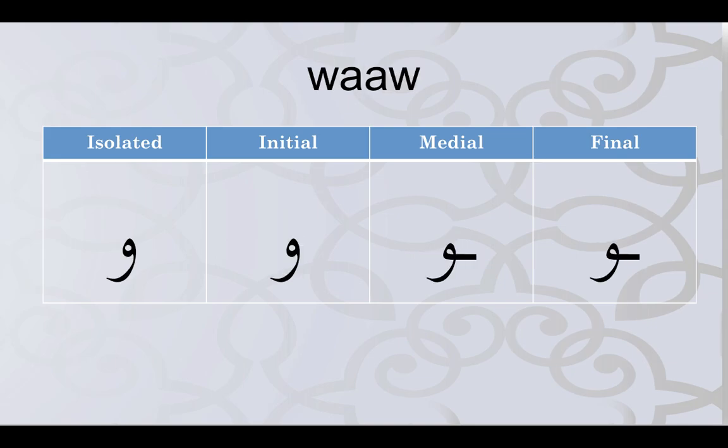Next is the letter wa. This is one of the two long vowels. And the isolated form you've already learned about. It's on the left-hand side. Its isolated and initial forms are identical to one another. Its medial and final forms are identical to one another. This letter is the letter wa.